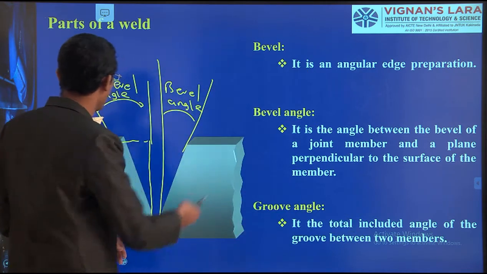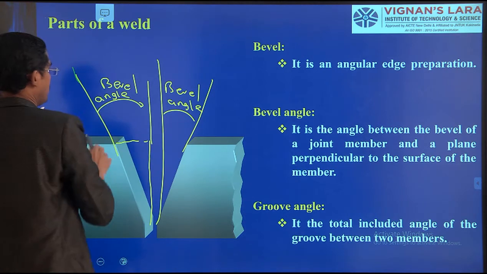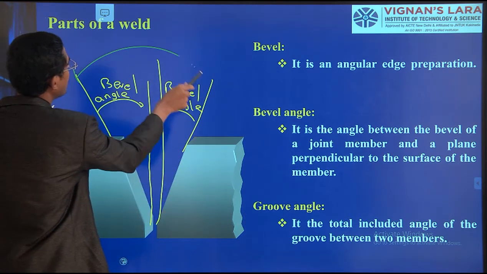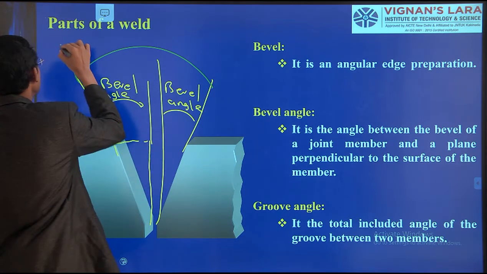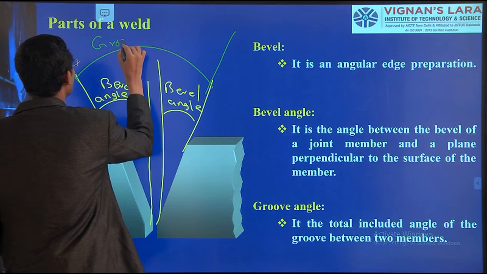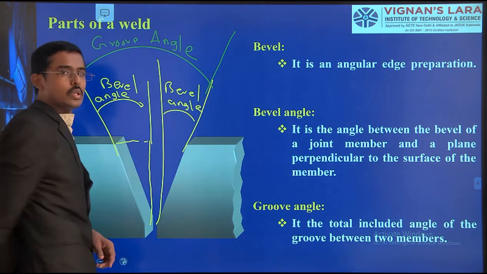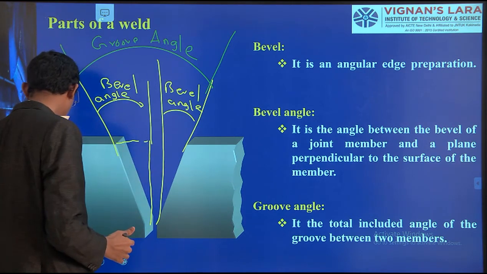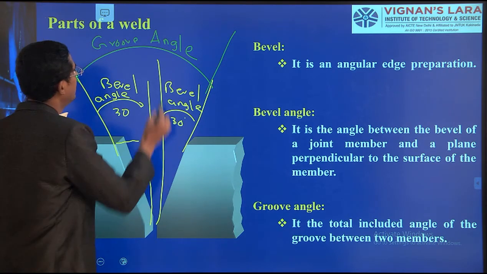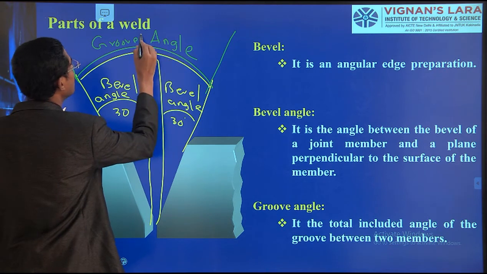Now, in the same way, this we have taken separately, that is called the bevel. But in total, together, we should take this, which we call the groove angle. So in case it is 30 degrees, then the total groove angle will become 60 degrees.